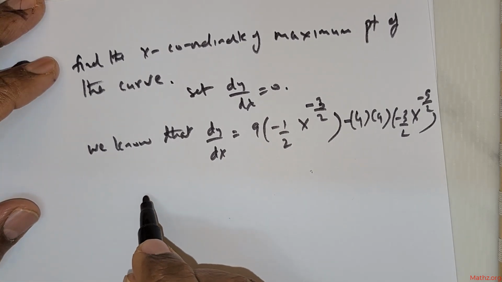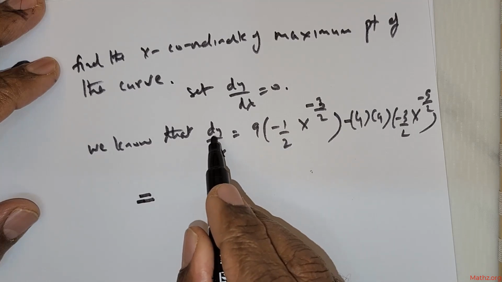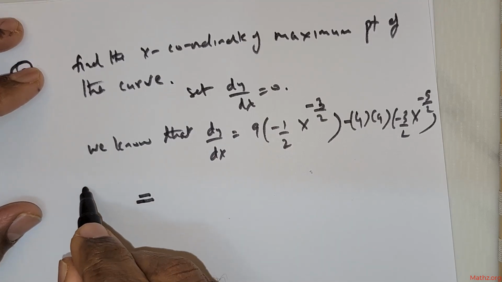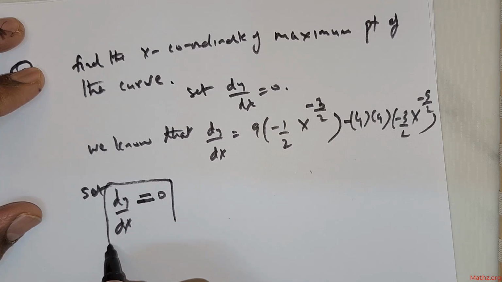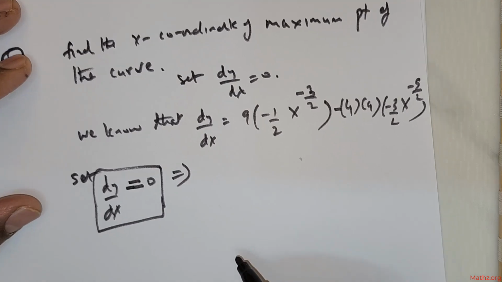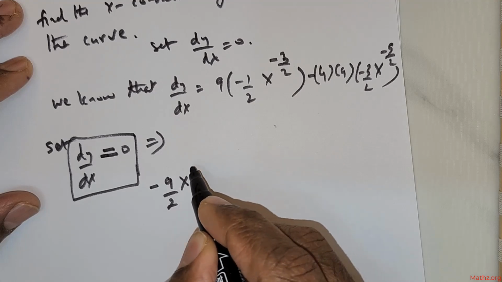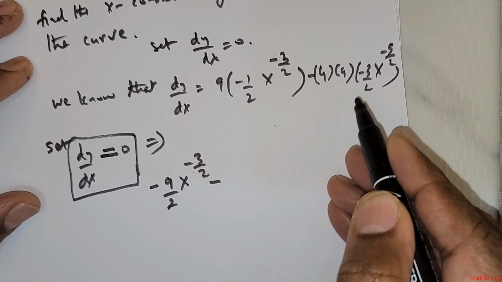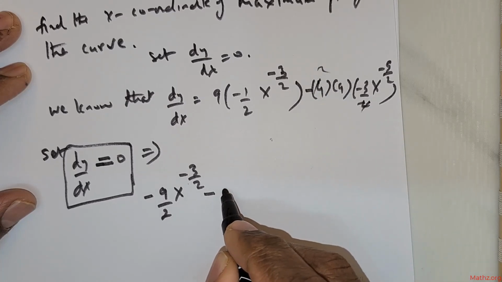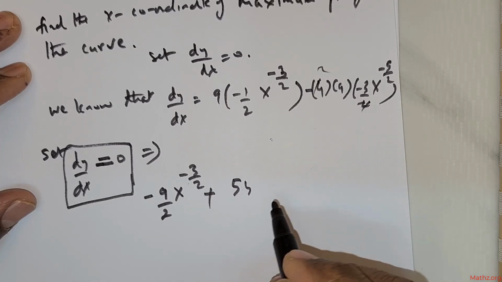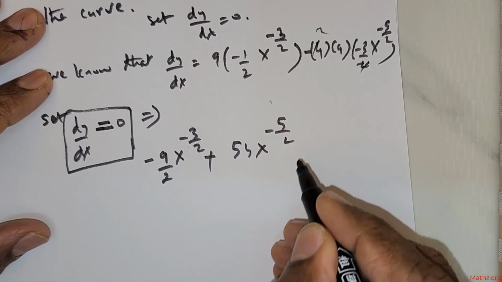Okay, now this is equal to... now we are setting dy over dx equal to 0, right? So let me write that down. Set dy over dx equal to 0. So that in turn means negative 9 over 2 times x raised to the power of negative 3 over 2. I already told you that 2 can divide 4 two times, so that's 18, and 54 positive sign, negative is positive, so x raised to the power of negative 5 over 2. This is equal to 0.